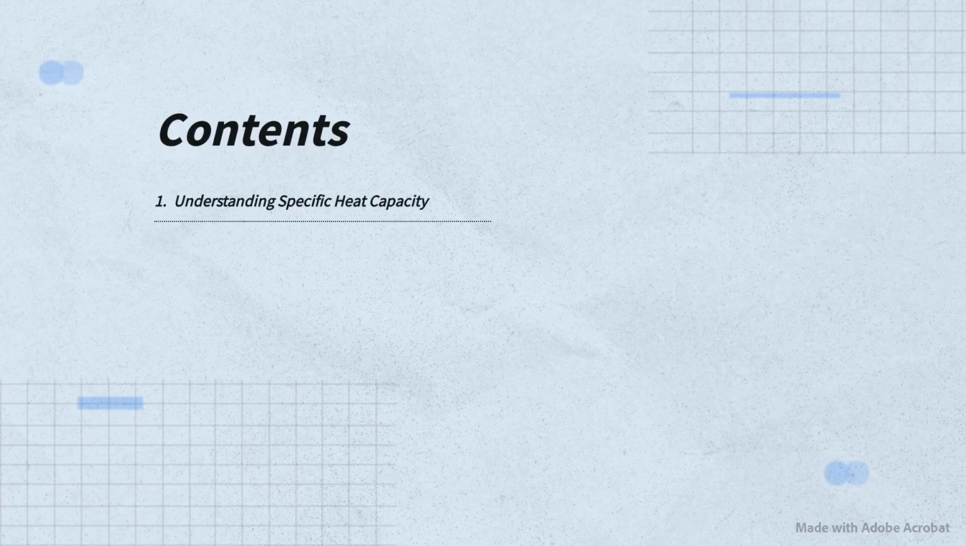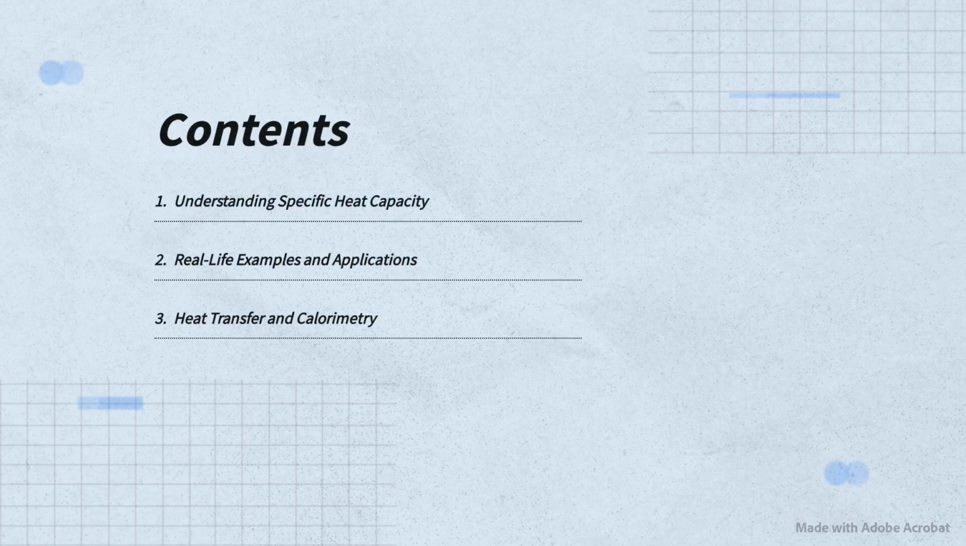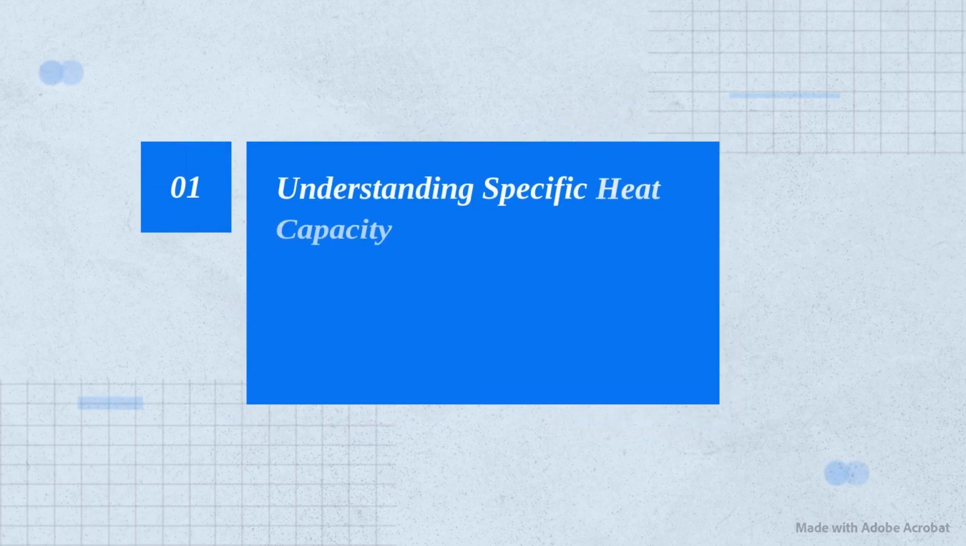Let's begin our journey by exploring what specific heat capacity means, see how it shapes our daily lives, and finally, reveal its role in heat transfer and calorimetry. To truly grasp why materials heat up differently, we need to understand the concept of specific heat capacity. This topic will break down its definition, formula, units, and why it matters.